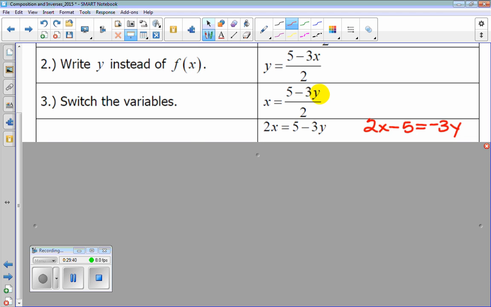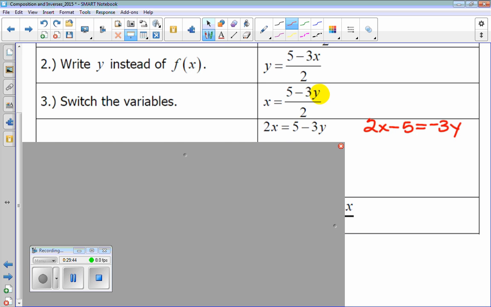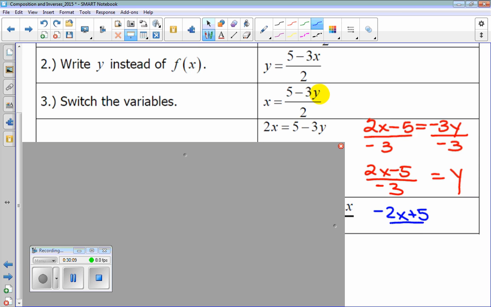Divide by negative 3. Good. So when I divide by negative 3, I get y equals 2x minus 5 over negative 3. A lot of times we don't write the negative in the bottom. A lot of times we divide through by the negative. And if I do that, I get negative 2x plus 5 over 3 is equal to y.